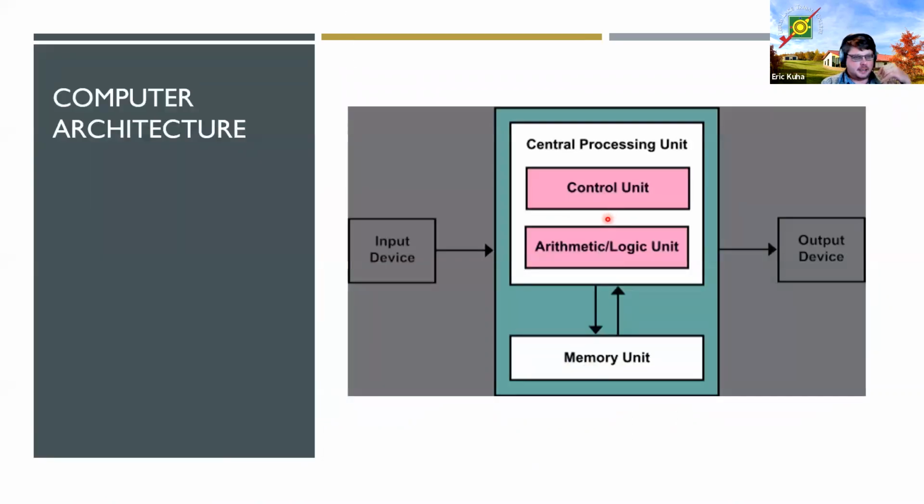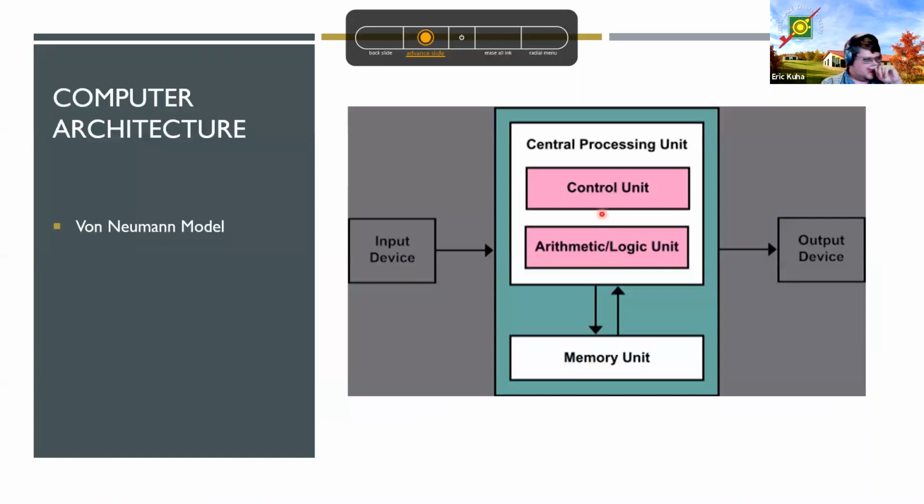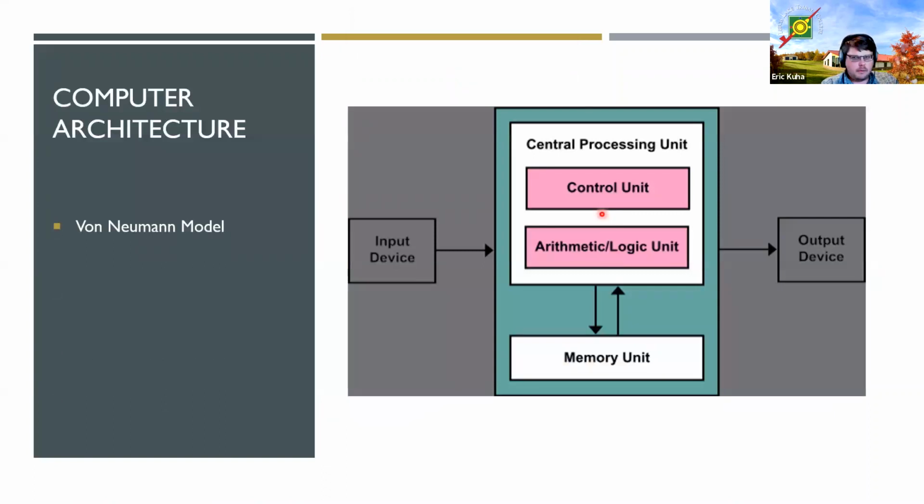So computer architecture. Generally, almost every computer in existence today follows what we call the von Neumann model. John von Neumann came up with this idea of how a computer works, and he expanded on the work of Alan Turing and his really simple, rough idea of what a computer looks like.